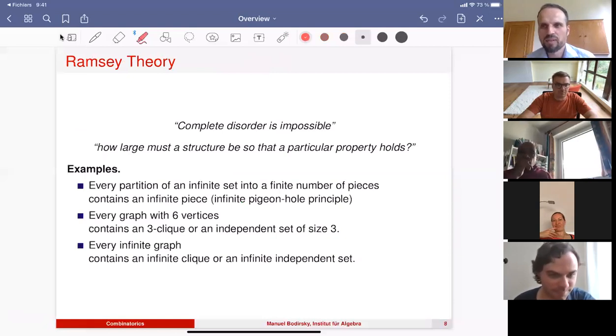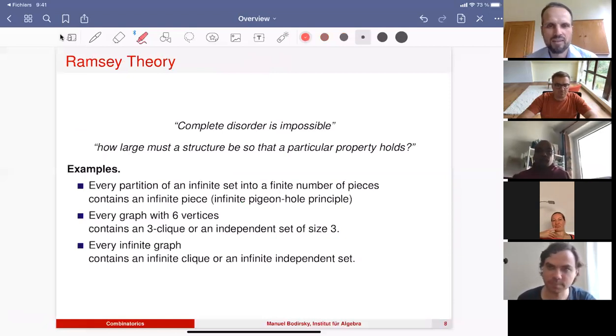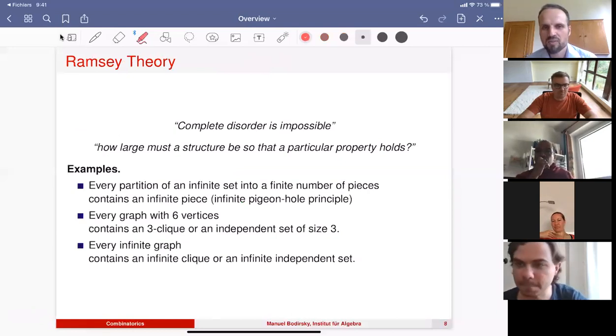This is maybe a little bit cryptic. Another theme there is the statement, how large must a structure be so that a particular property holds? That captures many Ramsey statements, not all of them maybe. So to make it more concrete, what do I mean? Now this is like a baby Ramsey statement. If I partition an infinite set into a finite number of pieces, one of the pieces must be infinite. It's the infinite pigeonhole principle. This can be seen as the first theorem that fits to this second theme, how large must the structure be so that a particular property holds.